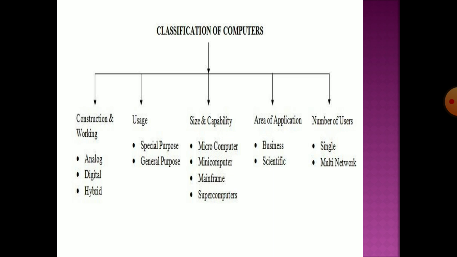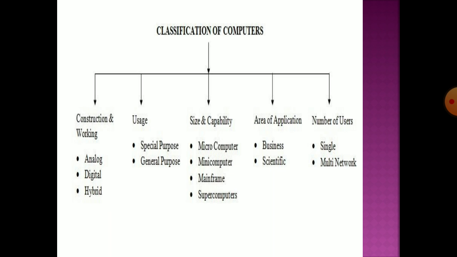The first one is based on construction and working. Based on how it works and how the computer has been constructed, computers are divided into 3 types: analog computer, digital computer and hybrid computer.